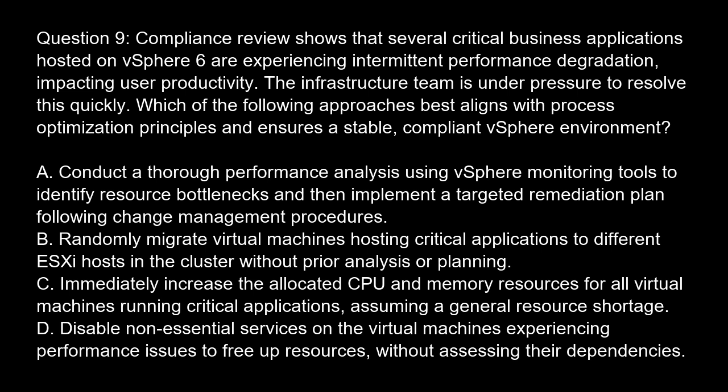Option A. Conduct a thorough performance analysis using vSphere monitoring tools to identify resource bottlenecks, and then implement a targeted remediation plan following change management procedures. Option B. Randomly migrate virtual machines hosting critical applications to different ESXi hosts in the cluster without prior analysis or planning. Option C. Immediately increase the allocated CPU and memory resources for all virtual machines running critical applications, assuming a general resource shortage. Option D. Disable non-essential services on the virtual machines experiencing performance issues to free up resources, without assessing their dependencies.